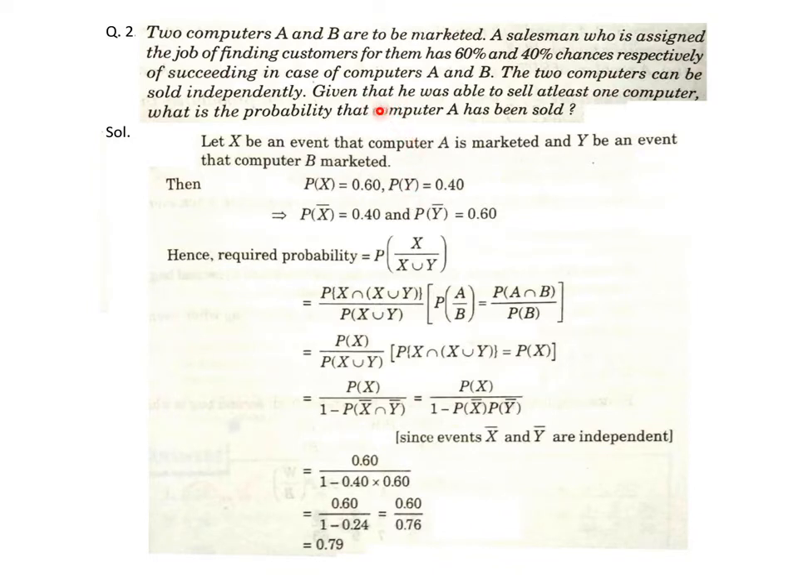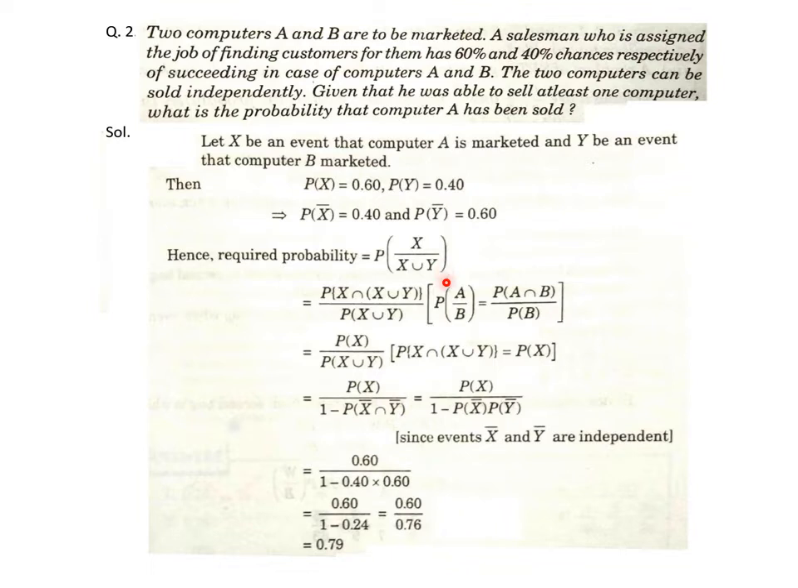So given that it already happened, you have to find the probability that computer A has been sold. That's why the required probability is conditional probability. In conditional probability, P(A upon B) theoretically means that B already happened, and we have to find the probability of happening of A after happening of B. And here, what already occurred is that he was able to sell at least one computer, that is X union Y. At least one means X union Y, the addition theorem, which already occurred, and after that I have to find the probability that computer A has been sold, that is X, which I assumed there.